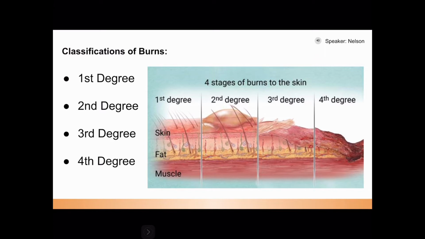Fourth degree burns. Fourth degree burns go through both layers of the skin and underlying tissue, as well as deeper tissue, possibly including muscle and bone. There is no sensation in the area since the nerve endings are destroyed.